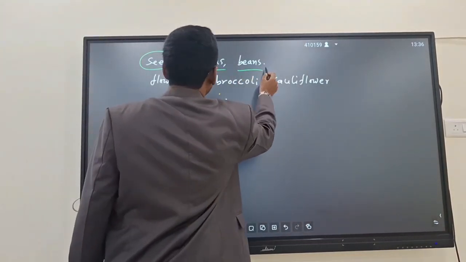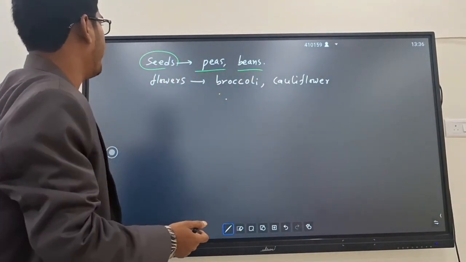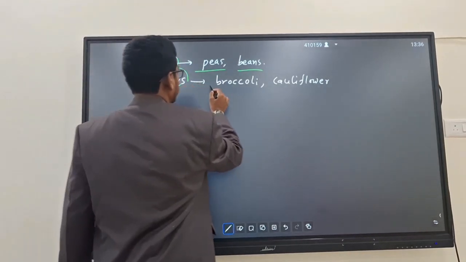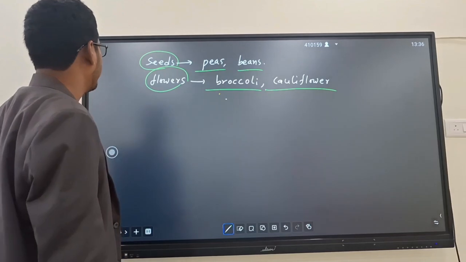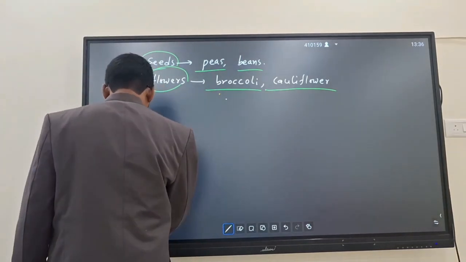Seeds, examples of seeds: peas and beans. Flowers, examples of flowers: broccoli and cauliflower. These are examples of flowers used as food. Next slide.